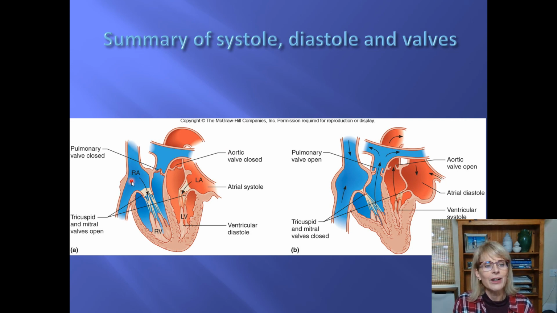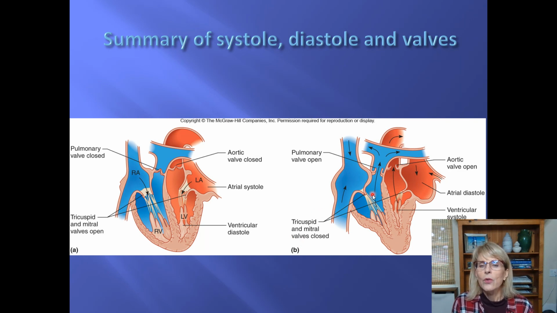While the atria are in systole, the tricuspid and mitral valves are open. Tricuspid valve gets opened by blood being pushed into the ventricle on that side. Bicuspid gets moved by blood being pushed through that valve on the left side. Good. So while the atria are in systole, the tricuspid and mitral valves are opened, and the aortic valve and pulmonary valve, they're shut.